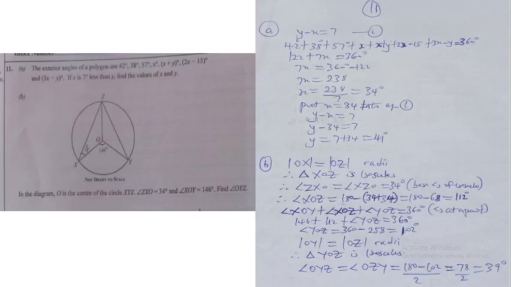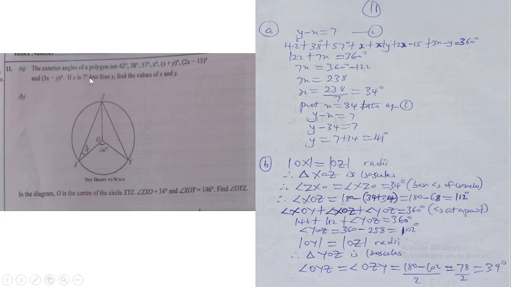Question number 11 now is what we want to talk about. Question 11a says that the exterior angles of a polygon are 42 degrees, 38 degrees, 57 degrees, s degrees, s plus y degrees, 2s minus 15 degrees, and 3s minus y degrees. If s is 7 degrees less than y, find the value of s and y. The question is on polygon and also word problem.